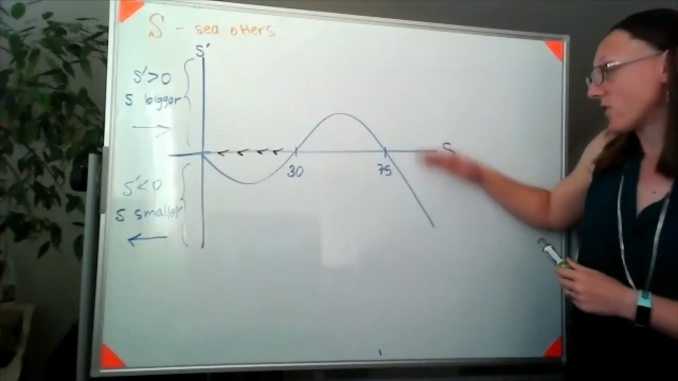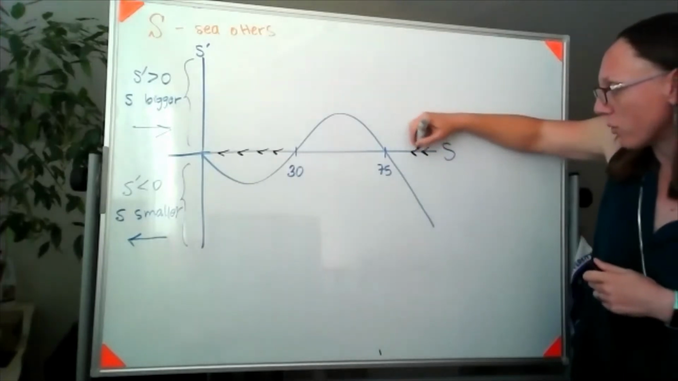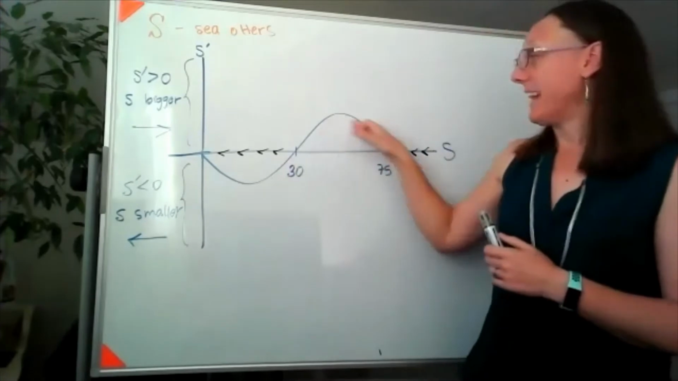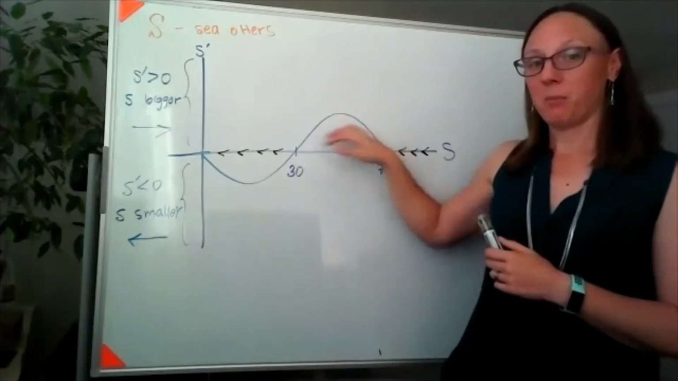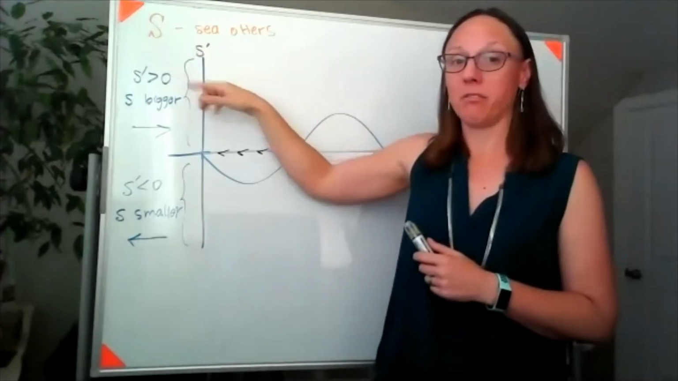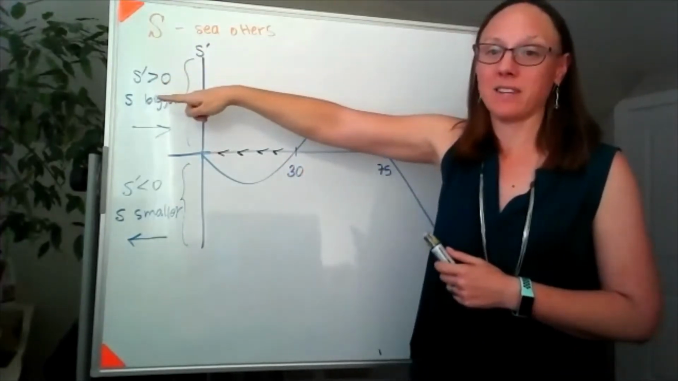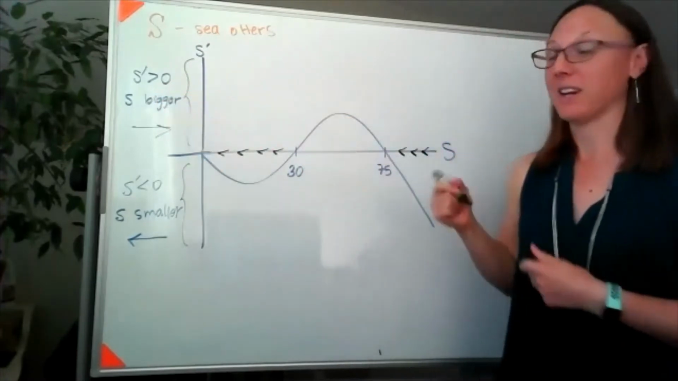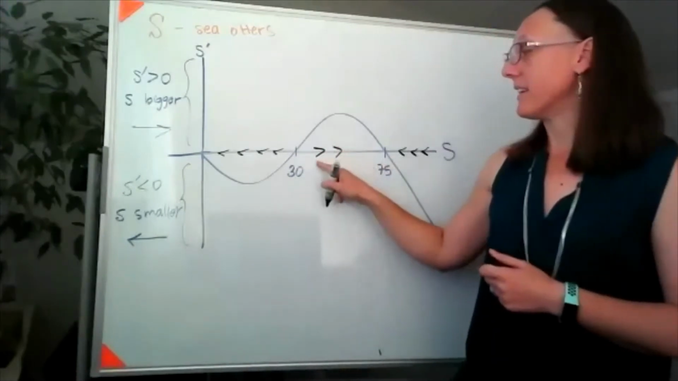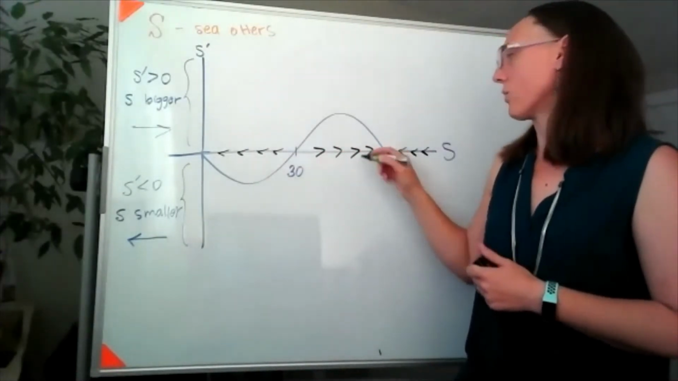Also, if I start with any number of sea otters out here, I'm going to get pushed towards the left. In this realm, everywhere here my S prime curve is above the axis, so S prime is greater than 0, so S gets bigger, so I'm moving towards the right. Everywhere in here, if I had an initial starting number of sea otters, I would get pushed towards the right.